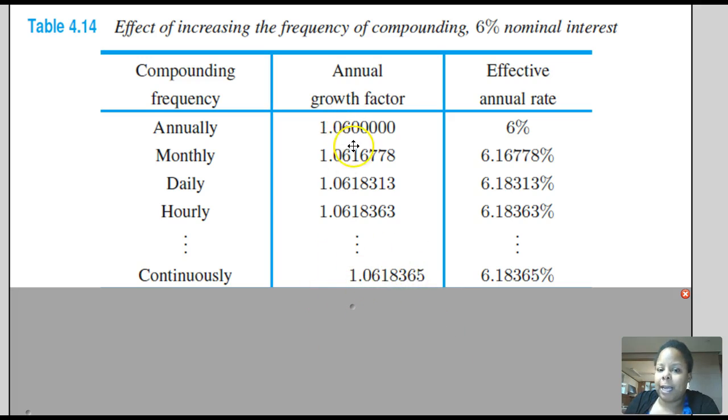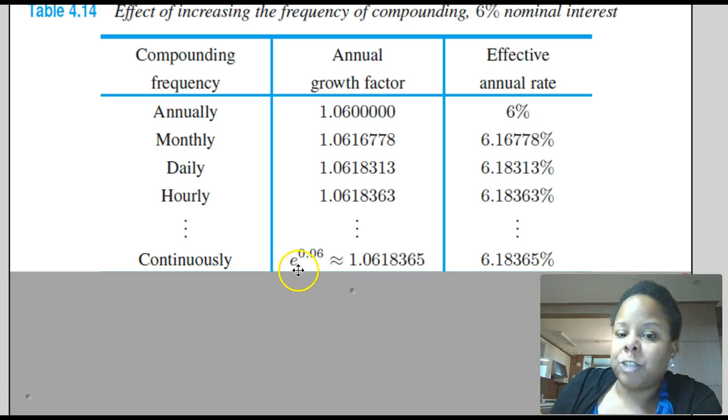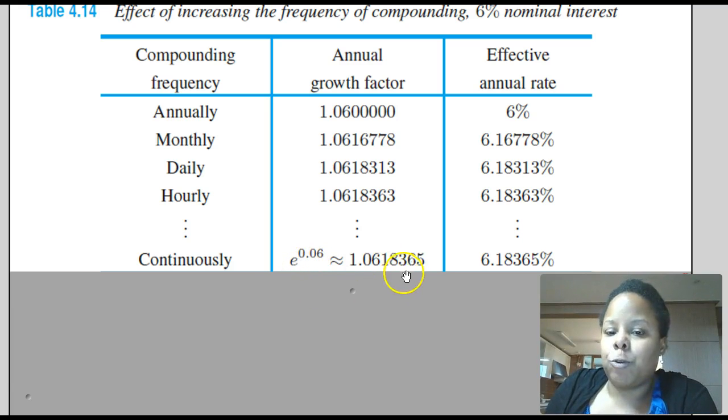Well, where do we get this number from? How can we compute that without having to keep on testing different values? Well, that's easy. If I plug this into the calculator and try to see what k value gives me an annual growth factor of 1.061837, I get e to the 0.06, and you can test that out on your calculator as well. If I plug in the nominal rate as the exponent for the natural base, then I will get the annual growth factor, and from that, subtract 1 and multiply by 100 to get the effective annual rate.